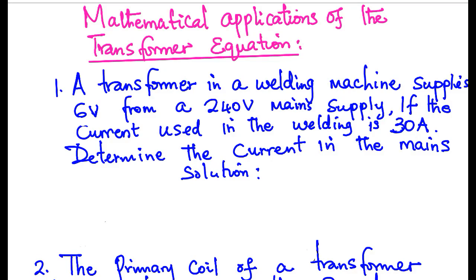Mathematical applications of the transformer equation. A transformer in a welding machine supplies 6 volts from a 240 volts mains supply. If the current used in the welding is 30 amps, determine the current in the mains supply.